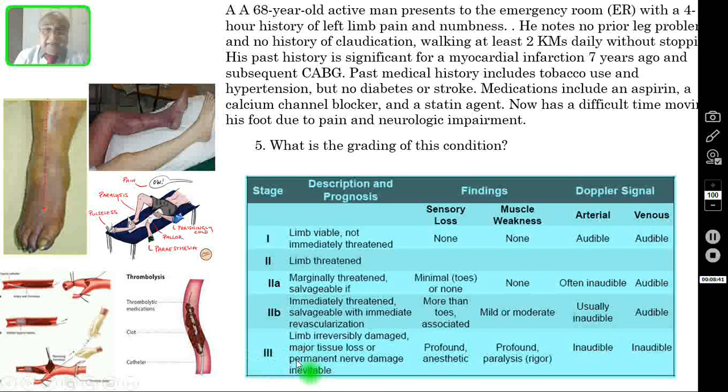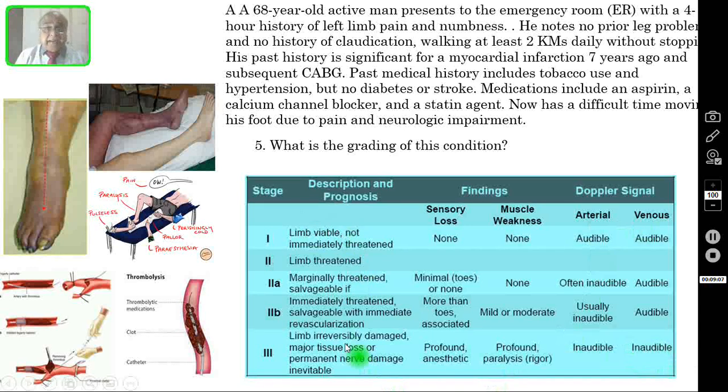Grade 3, it is major tissue loss. Already the limb is not viable, gangrenous. So sensory loss is very profound. Muscle weakness is also profound. Patient has gone into paralysis. Both arterial and venous Doppler signals are inaudible. So these are the 3 grades.